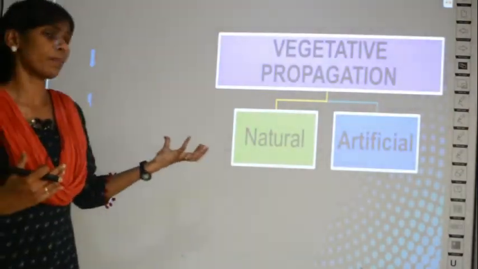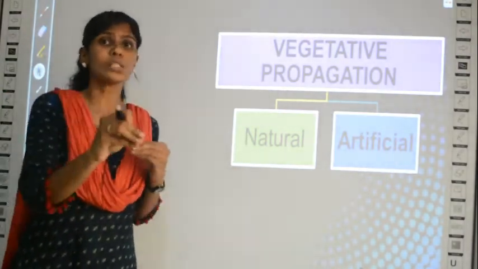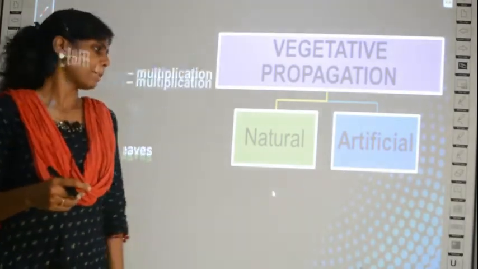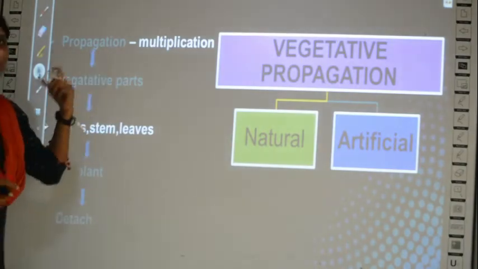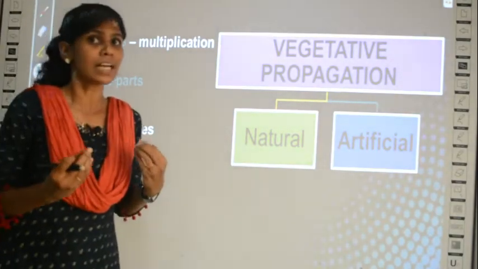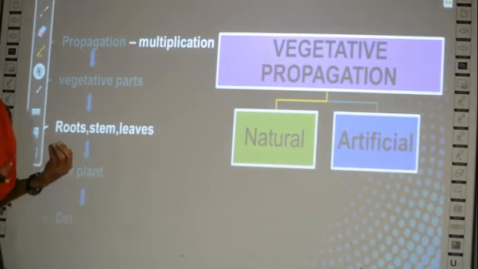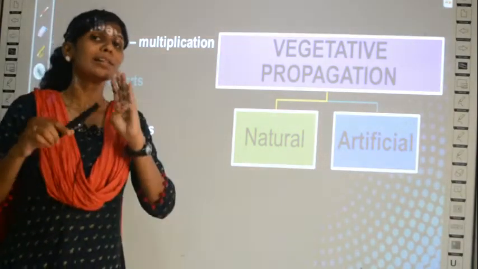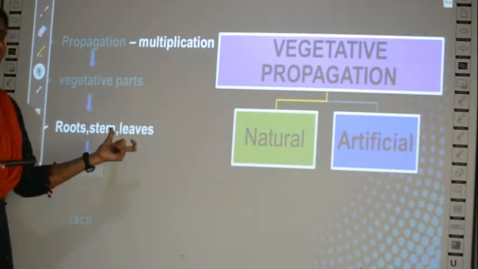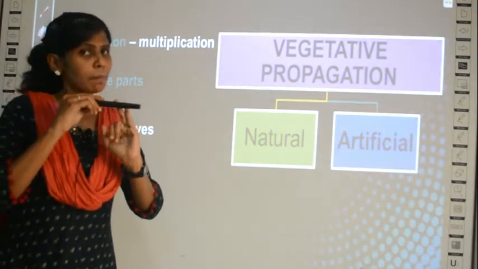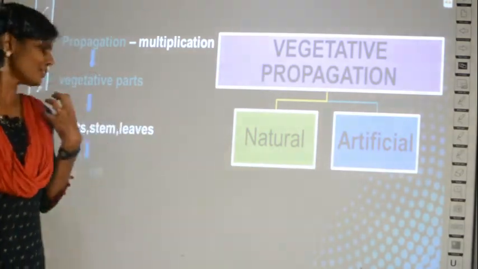First of all, vegetative propagation can be natural. It may happen by itself, or artificially, like man can also induce vegetative propagation in plants. First of all, this word propagation means multiplication. Propagation means multiplication, and so the vegetative parts will multiply. What are vegetative parts in plants? You call three parts vegetative parts, namely roots, stem and leaves. So if a root is going to multiply, or a stem is going to multiply, or a leaf is going to multiply, then you can call it vegetative propagation.